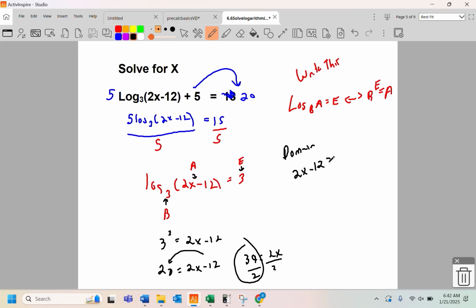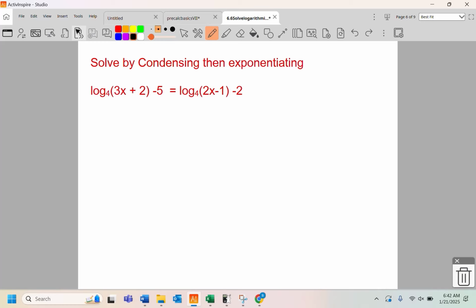2x minus 12 is bigger than 0. 2x is greater than 12. X is bigger than 6. Yes, this is a real solution because 39 halves is bigger than 6. And you should know that. You should. All right, solve by condensing and then doing a process called exponentiating.